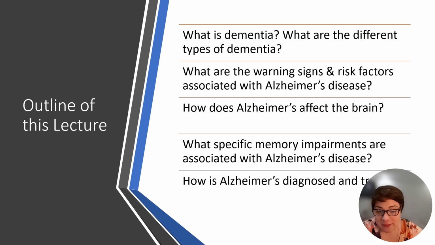So just to provide you with a little bit of an overview, this is an outline of the lecture. First we're going to define dementia, and we're going to talk about the 4 different types of dementia. We're also going to talk about the warning signs and risk factors associated with Alzheimer's in particular. We're going to talk about the neural substrates of Alzheimer's, or how it affects the brain. Then we're going to talk about specific memory impairments associated with Alzheimer's disease. And then we'll talk about how Alzheimer's is diagnosed and treated.